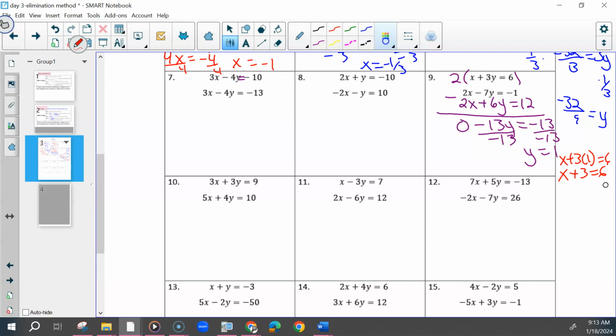plus 3 equals 6. And if I subtract the 3, 3. So our solution would be 3, 1. Any questions, confusions on that one?